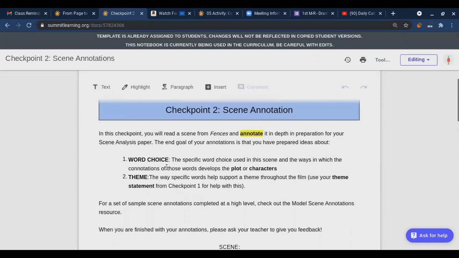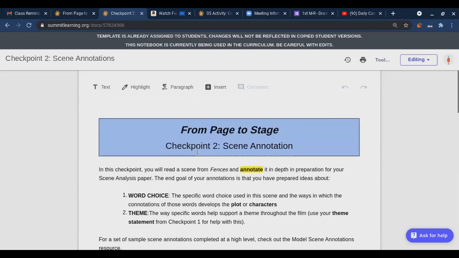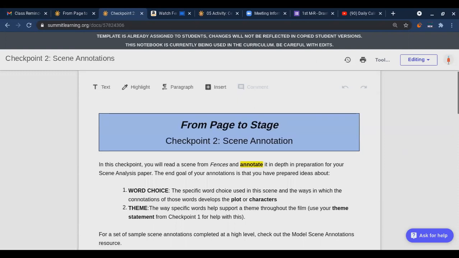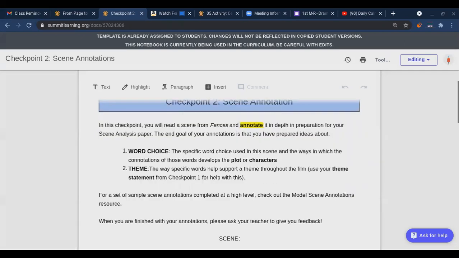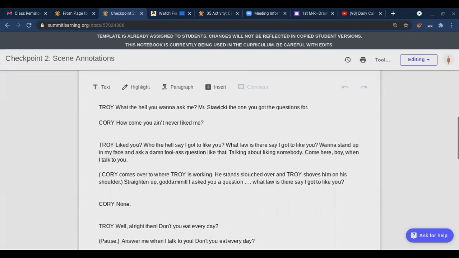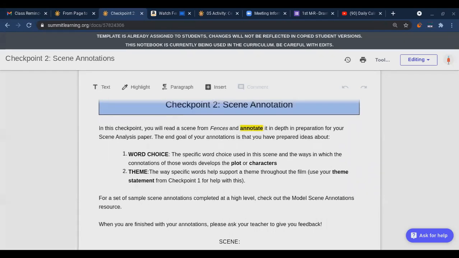There's a couple things in the directions that may stump us here. When we annotate something, somebody tell me either in the chat or come off mute, what does that mean? What are we doing when we're annotating something? You're taking notes? Yeah, taking notes. You're reading it, looking over it, marking it up, so you can have a better understanding of it.